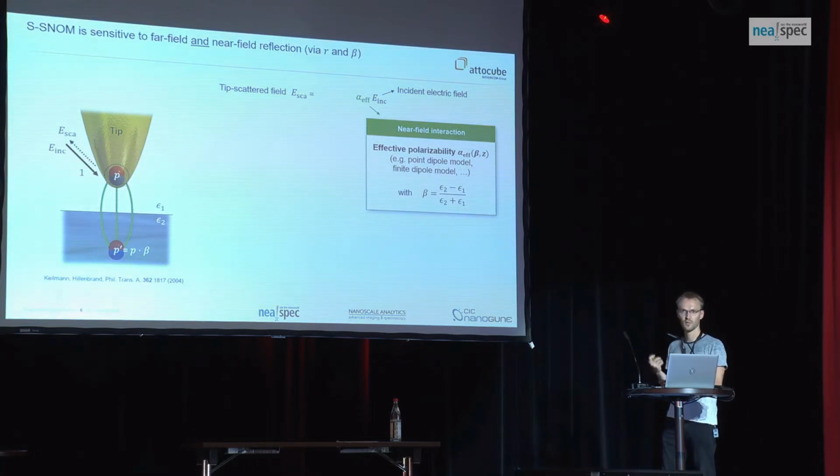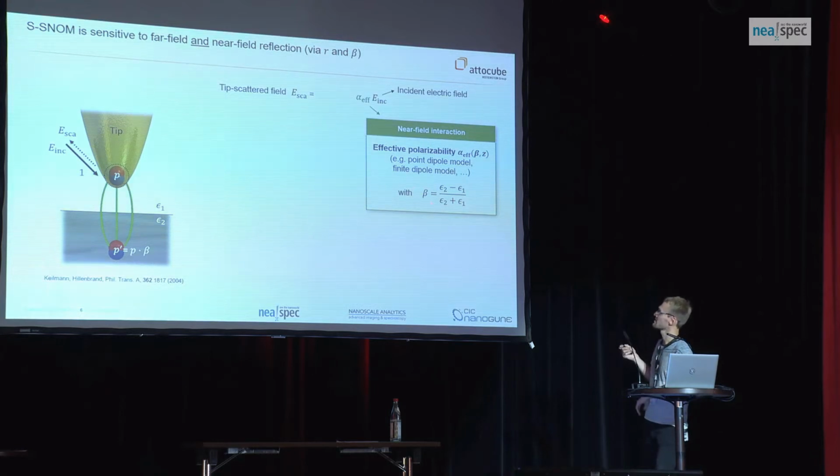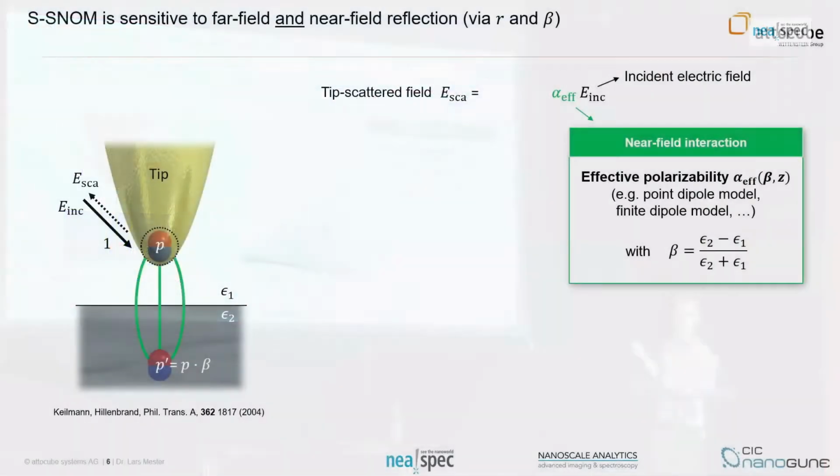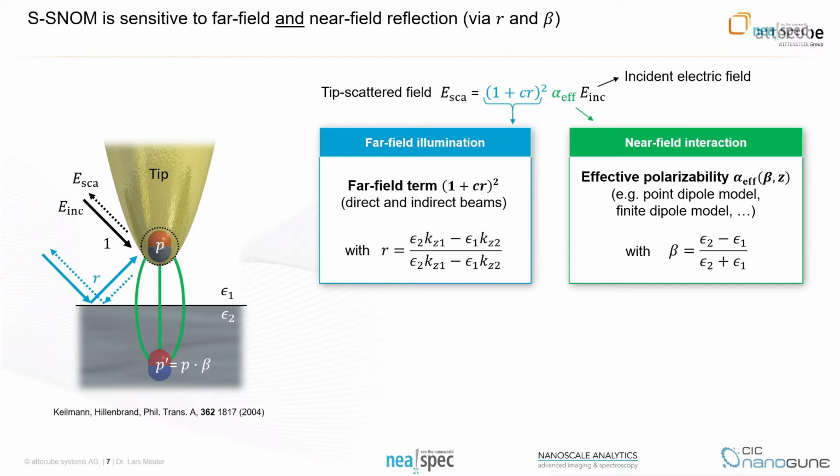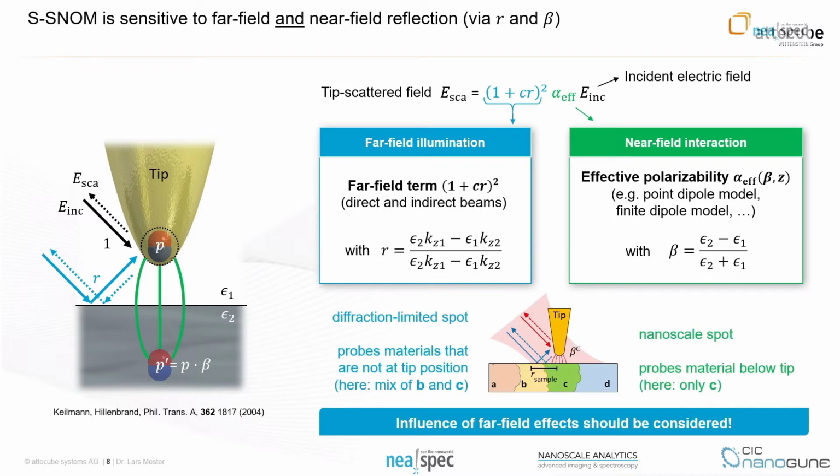Essentially, what we're probing is the tip-scattered field. As a very simple equation, we have this effective polarizability of the tip, which depends on the near-field reflection coefficient. But we also have the incident field on the tip, so the scattered field is also proportional to it. And this incident field also depends on the sample, because we illuminate the tip not only directly, as shown here, but also via reflection at the sample surface. That means we somehow have this far-field reflection information on our tip.